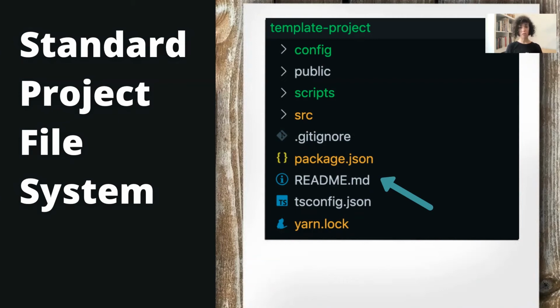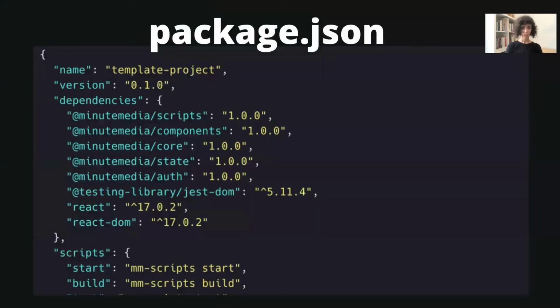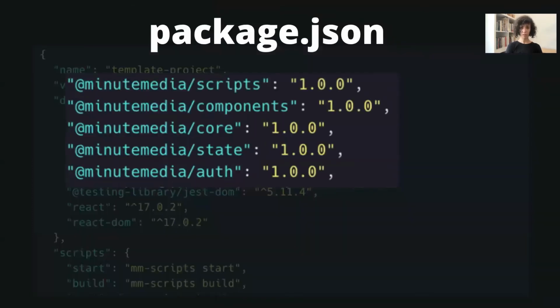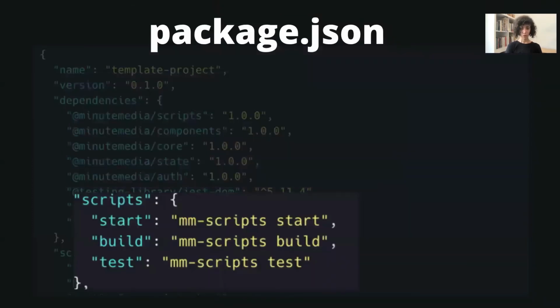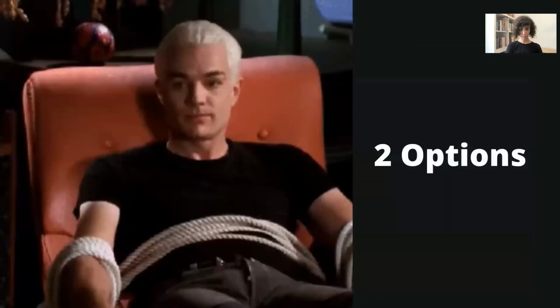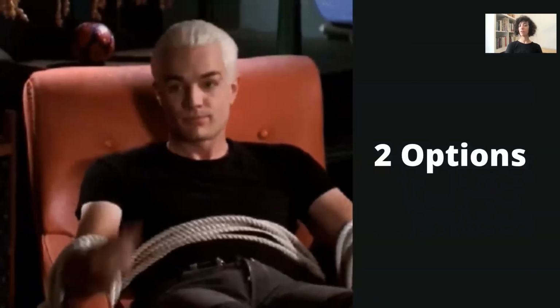It will not contain any user or application-specific code. And don't forget to add a good README file so your developers can follow and easily learn the conventions of your framework and how it works. In your package JSON, you should include your common libraries just created, like so, and some npm scripts using our scripts module for building and testing our project. At this point, you have two options.